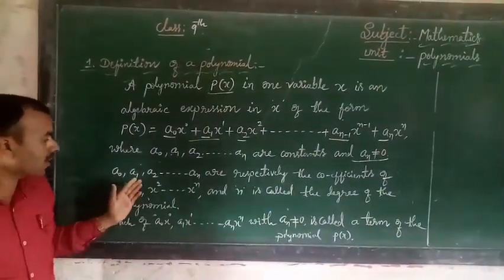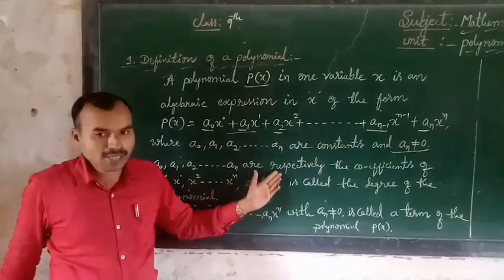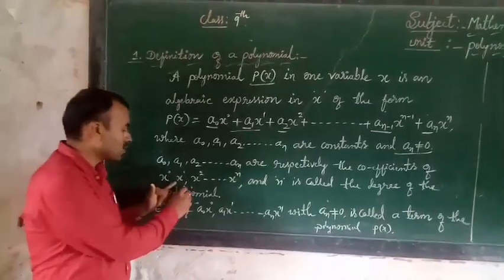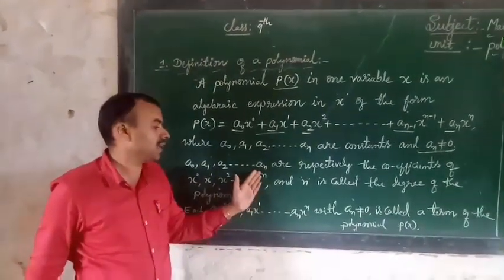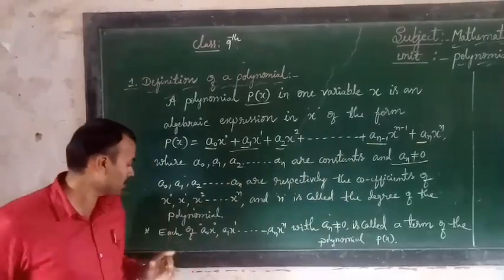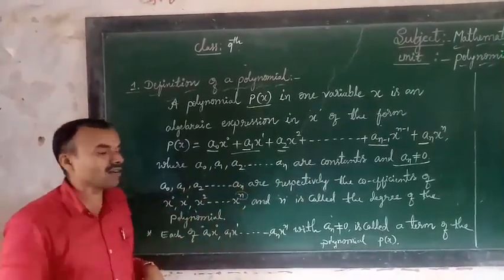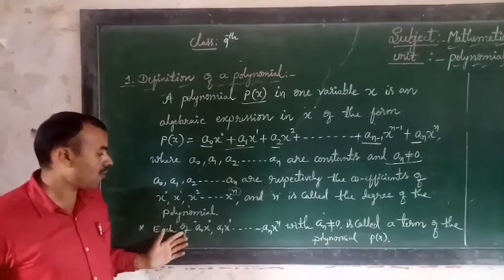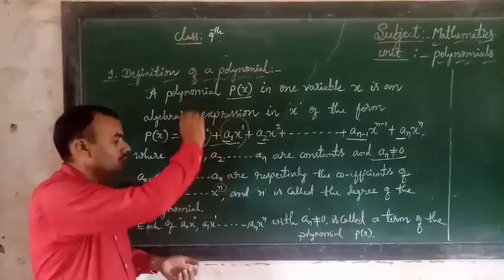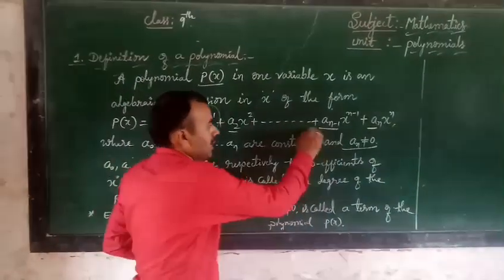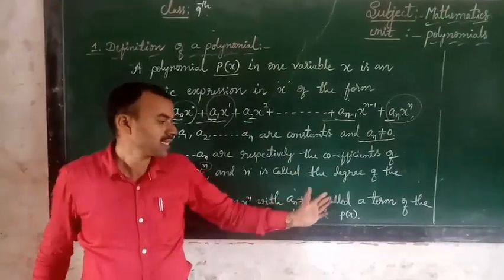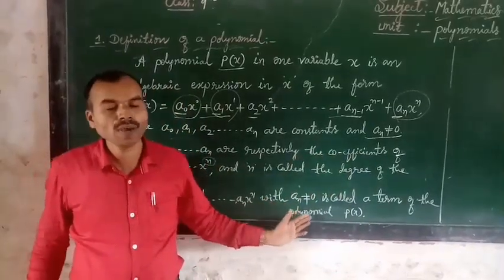A naught, a1, a2 up to a n are respectively the coefficients of x to the power of 0, x to the power of 1, x square up to x to the power of n, and n is called the degree of the polynomial. Each of a naught x to the power of 0, a1 x to the power of 1 up to a n x to the power of n, with a n not equal to 0, is called a term of the polynomial p of x.